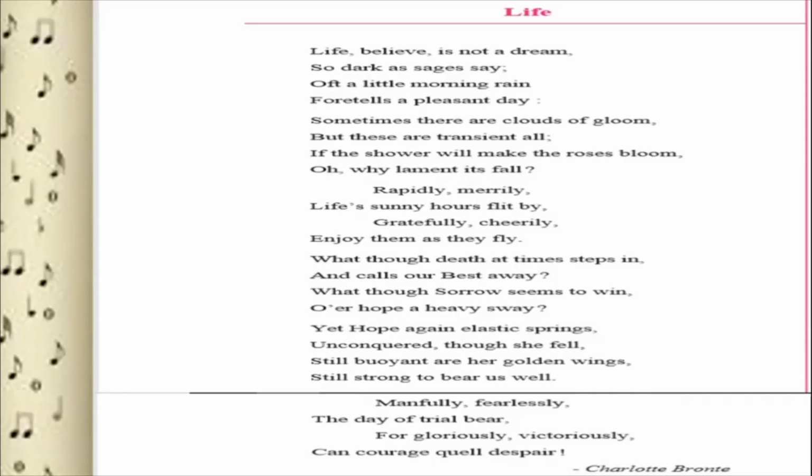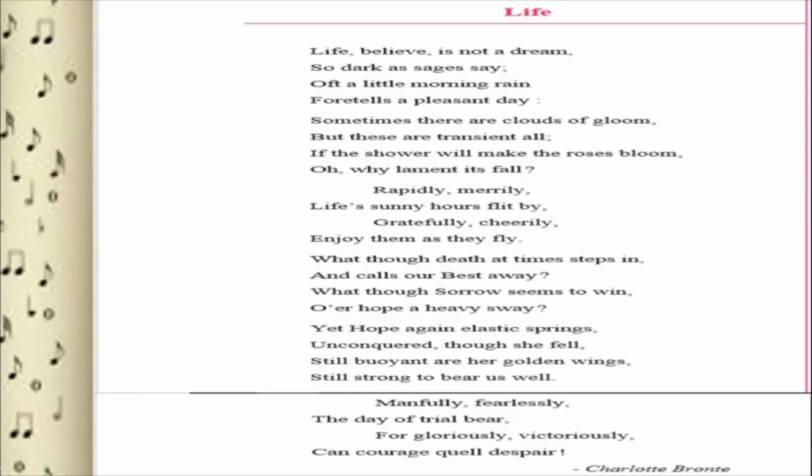And at those times, what do we feel? We feel that our sorrow is winning. Alright, we feel that our life has become very sad, very sorry, and we feel that there is no hope or no happiness for us now. But remember, yet hope again elastic springs.